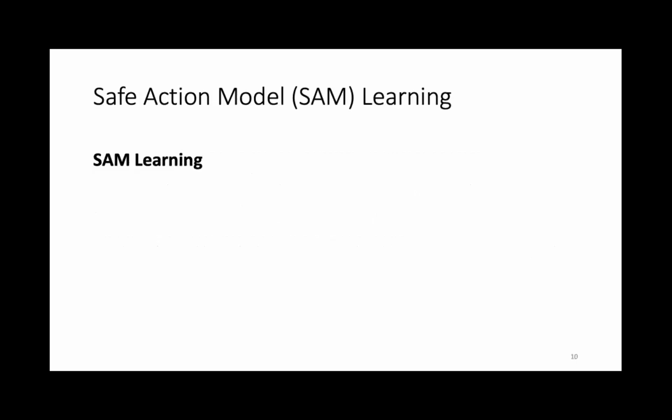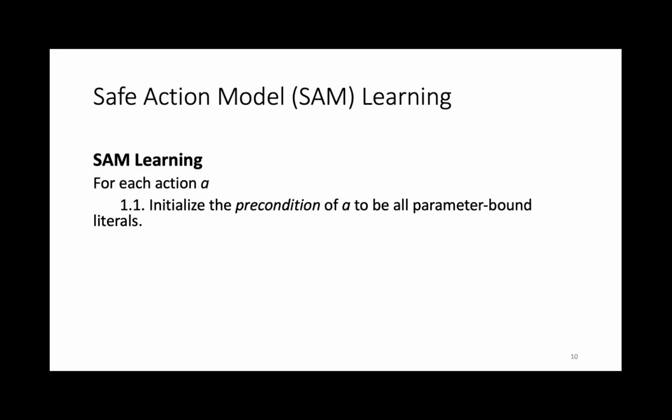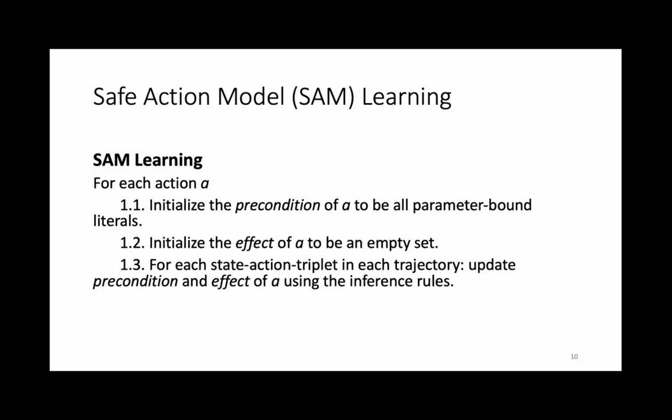So with the inference rules, we come up with our SAM learning algorithm. For each action A, we first initialize the precondition of A to be all parameter-bound literals. We also initialize the effect of A to be an empty set. And then for each state-action triplet in the trajectory, we update the precondition and effect of A using the three inference rules mentioned above. Finally, after we go through all the triplets in the trajectory, we return the resulting action model.